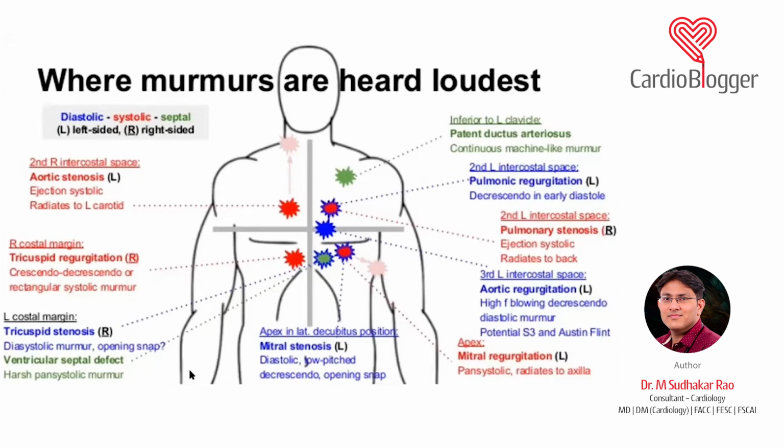So if the aortic stenosis murmur is associated with all these things, it is a severe aortic stenosis. So how do you describe this murmur? It is a grade 4/6 if it is a thrill.